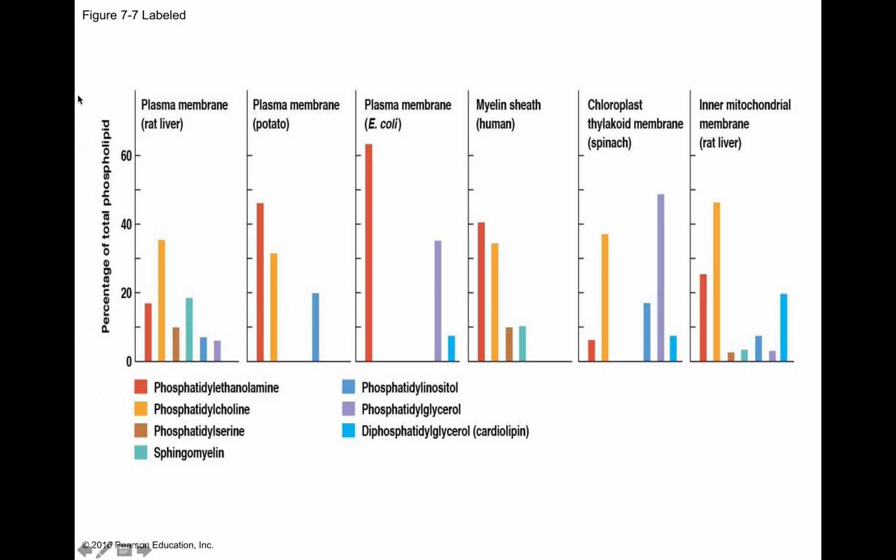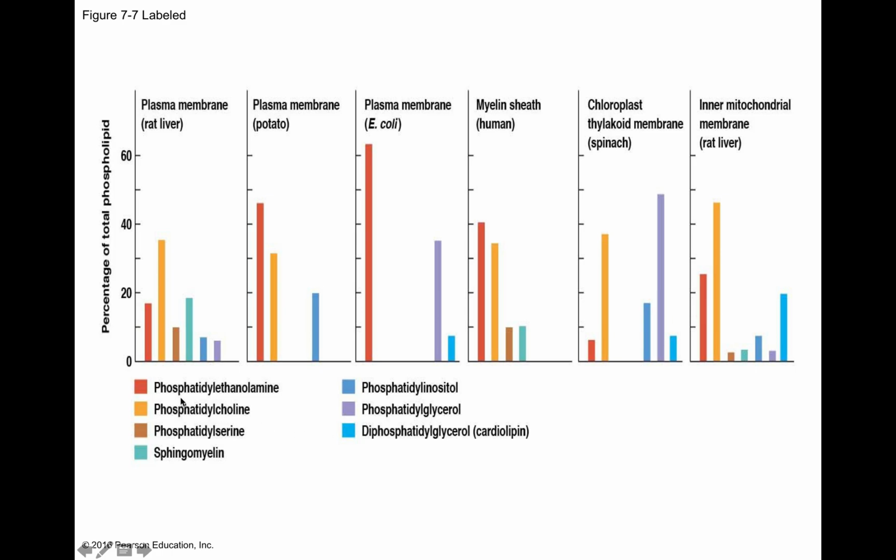And if we look at the scale and say we look at the percent of the total phospholipid and what each kind is, you'll notice that a common contender for a lot of these is phosphatidylcholine. You see a high percentage in rat liver and in potato and in humans, myelin sheath, and in spinach and in the inner mitochondrial membrane of rat liver.